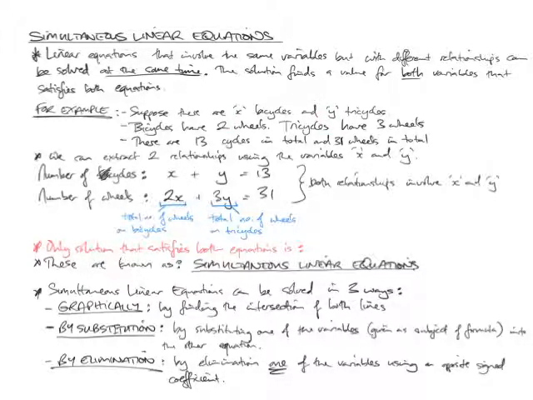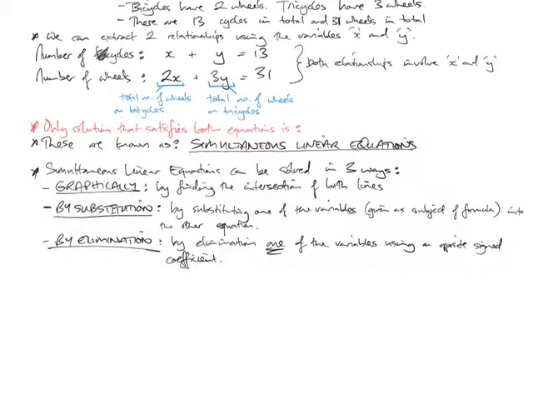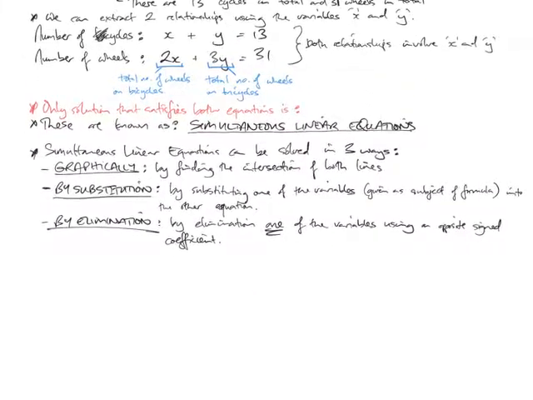We just discussed that the number of wheels from bicycles is going to be 2 times the number of bicycles, because each bicycle has 2 wheels. And the total number of wheels from tricycles is going to be 3 times however many tricycles there are, so 3 times y. Because there are 31 wheels in total, the wheels from bicycles and the wheels from tricycles should add up to 31. So you can see there are two separate relationships, and they both involve the variables x and y, which represent the number of bicycles and the number of tricycles.